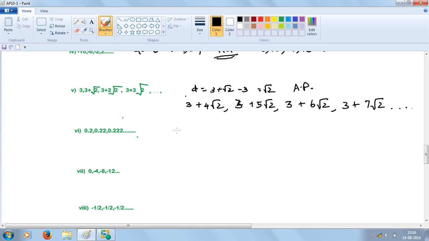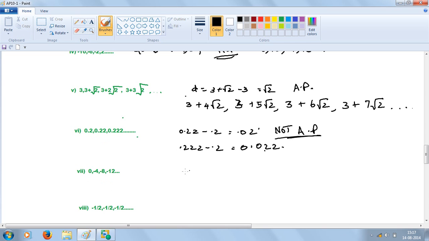See here 0.2, next is 0.22. 0.22 minus 0.2 is equal to 0.02. In the next case, 0.222 minus 0.22, it is 0.022. So this is not an AP. The difference is not the same between two subsequent numbers.